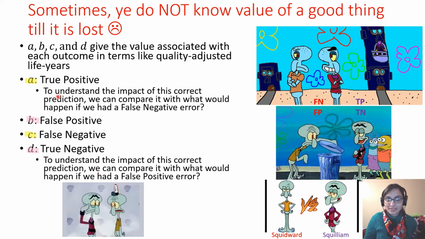In a way, that's the kind of thing we're doing when we're looking at a true positive. We're seeing the false negative error, and that makes us appreciate true positives even more. And when we look at true negative correct predictions, we look at false positive errors, and that can give us more gratitude and appreciation for a true negative over a false positive.